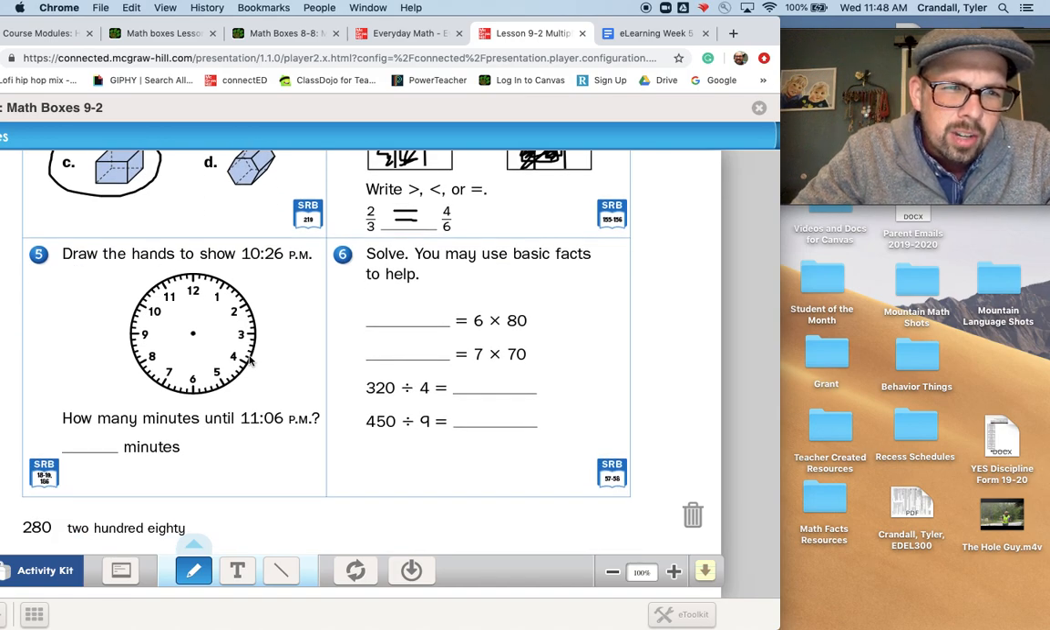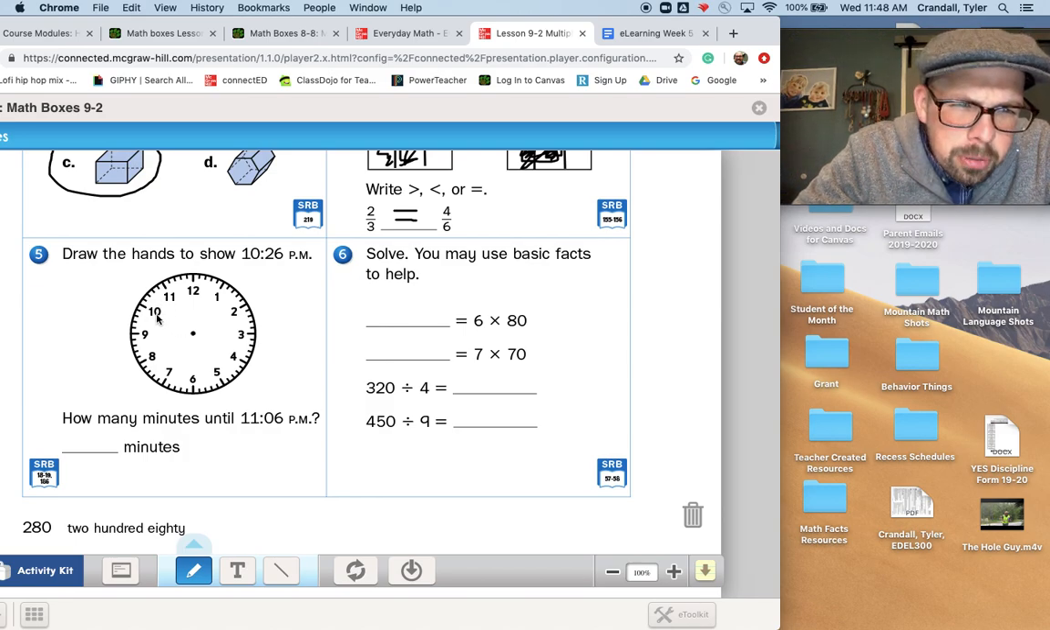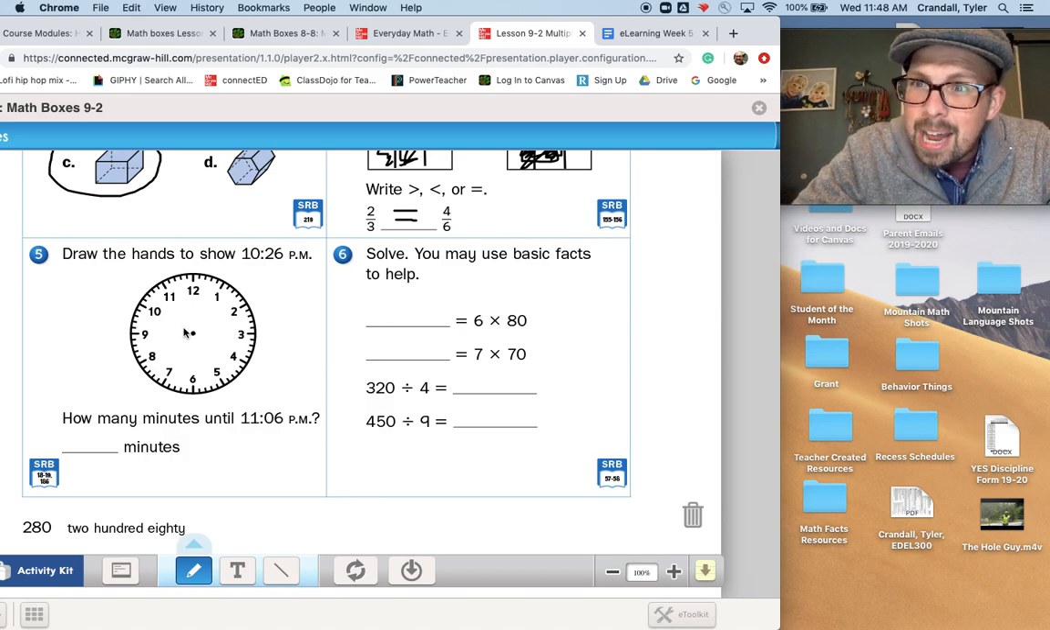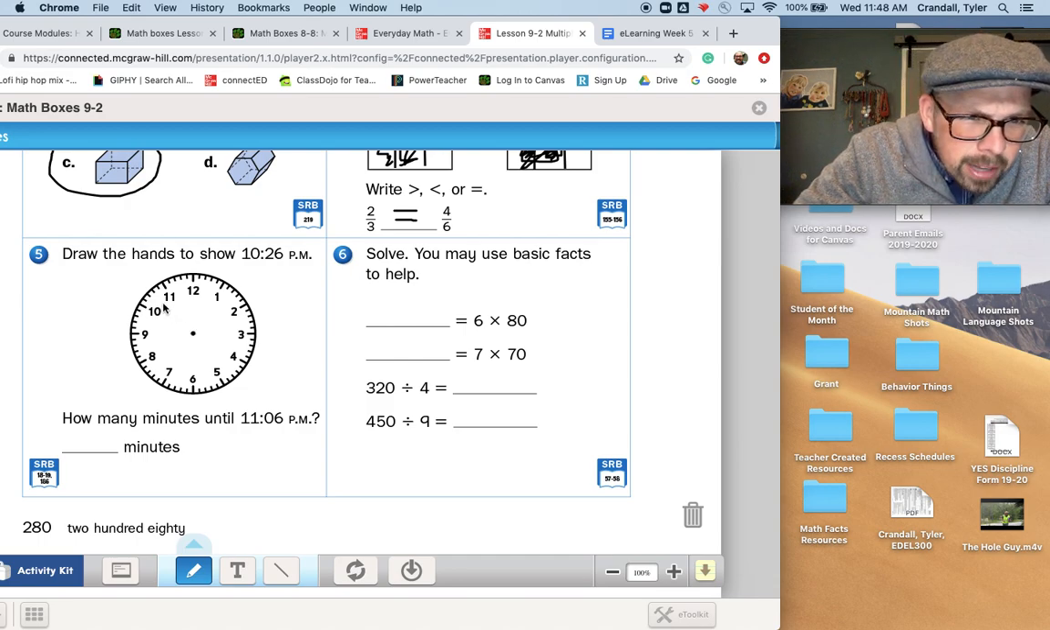Draw the hands to show 10:26 p.m. And then it asks how many minutes until 11:06 p.m. So first let's draw 10:26. I always like to draw my hour hand first. 10:26 would be somewhere between 10 and 11, because it's not exactly 10 o'clock, and it would be roughly halfway. So I'm going to draw a short hand that's between 10 and 11.